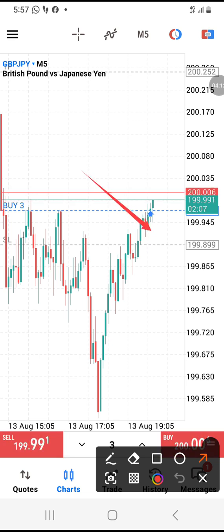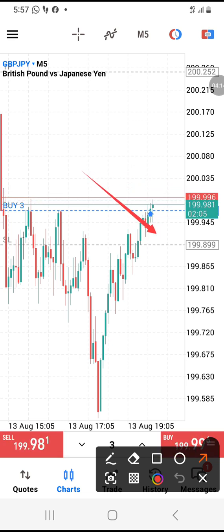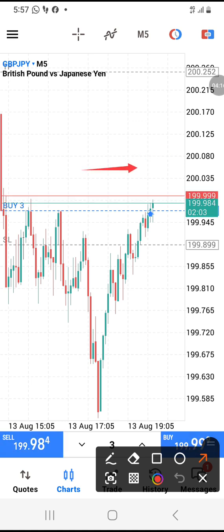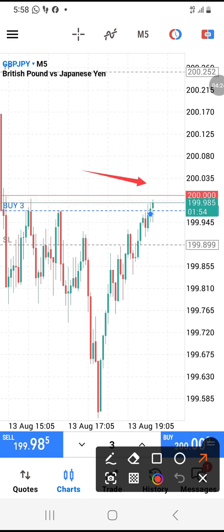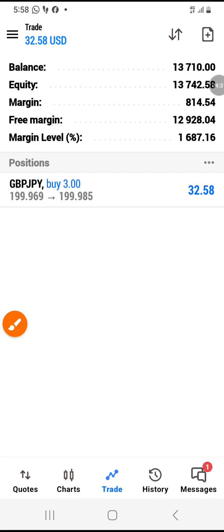If it does something like this again, like this, and like this, I will leave the first one and then put it in the second one. So whenever it retraces back, there is no way it's going to touch the first one. So that's how I break even in trading. So watch this trade now. I think it's in my favor already.